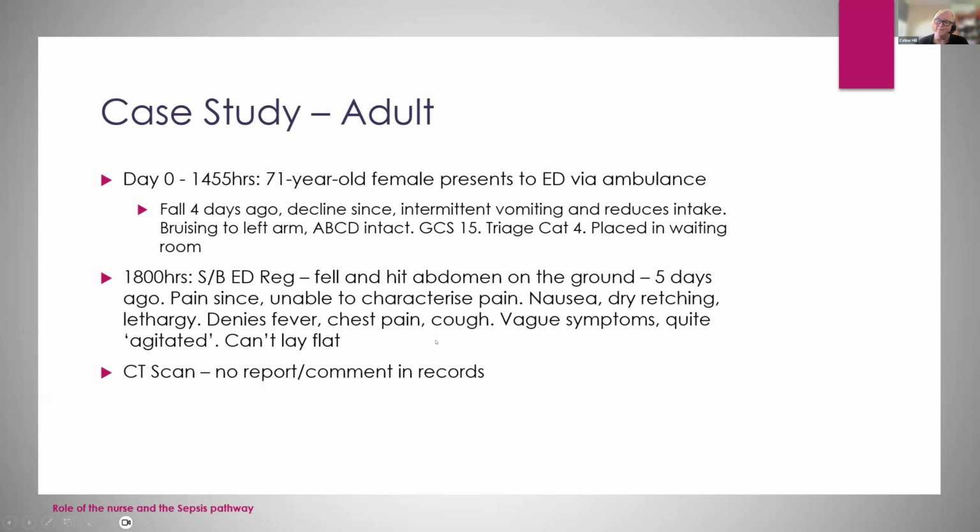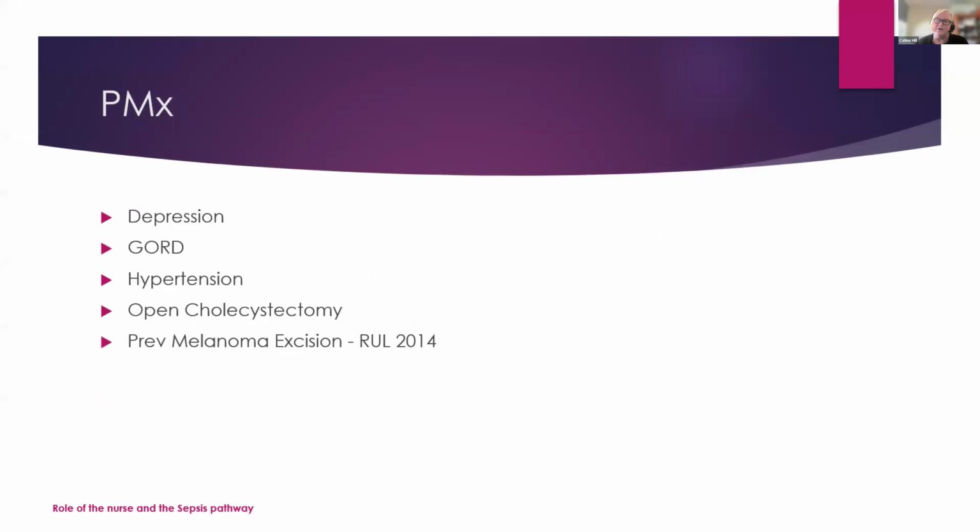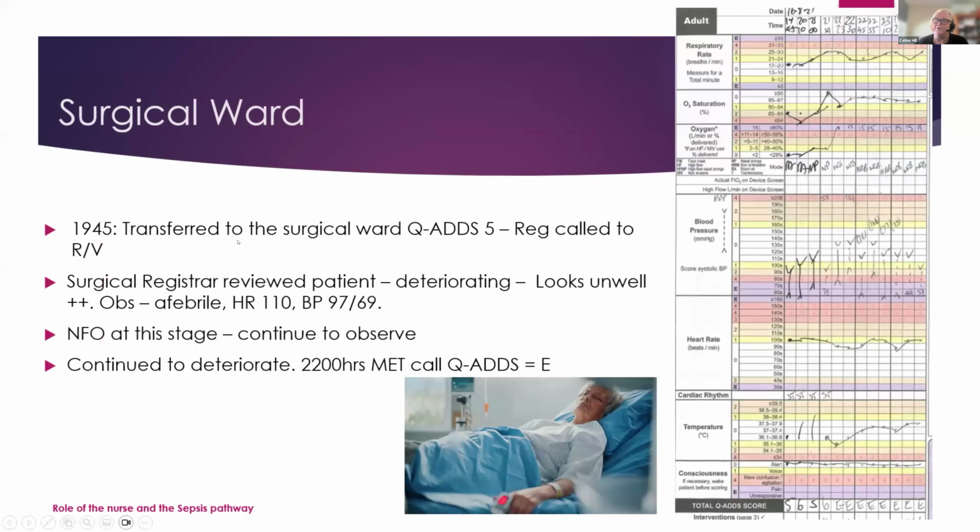The CT scan was done. There was no report or comment in the records, and she was admitted under surgery for investigation. She's got a history of the following. She's transferred to the surgical ward. She had a QADDS, the Queensland Adult Deterioration Detection Score, of 5, and the nursing staff called the registrar to review.